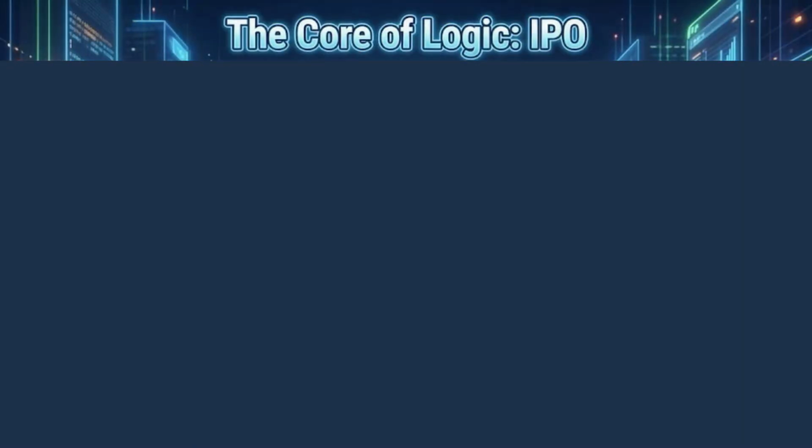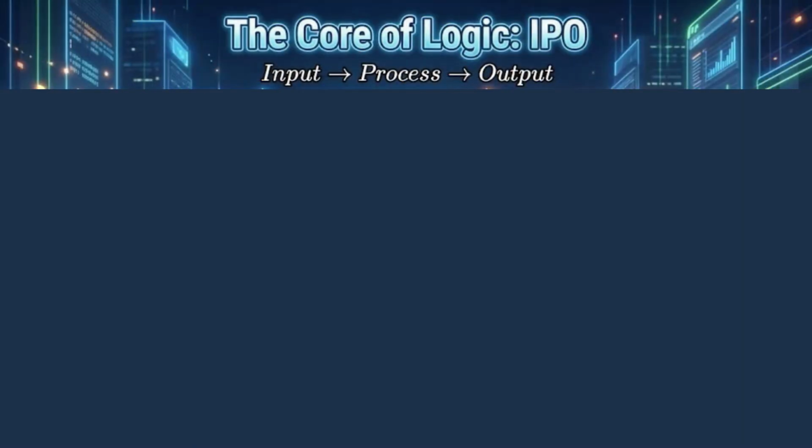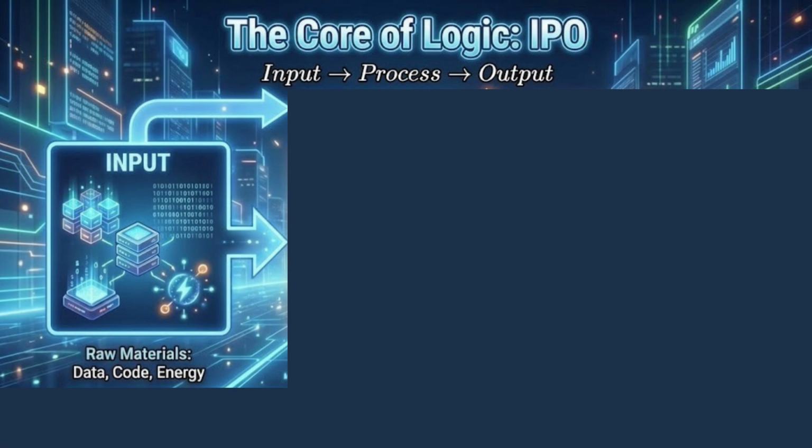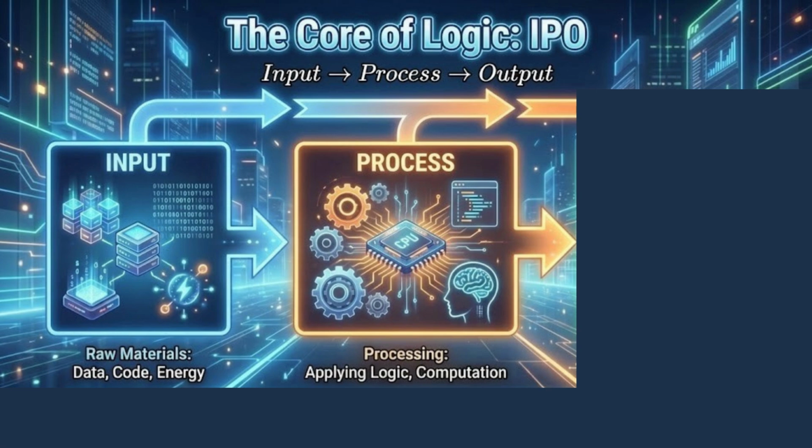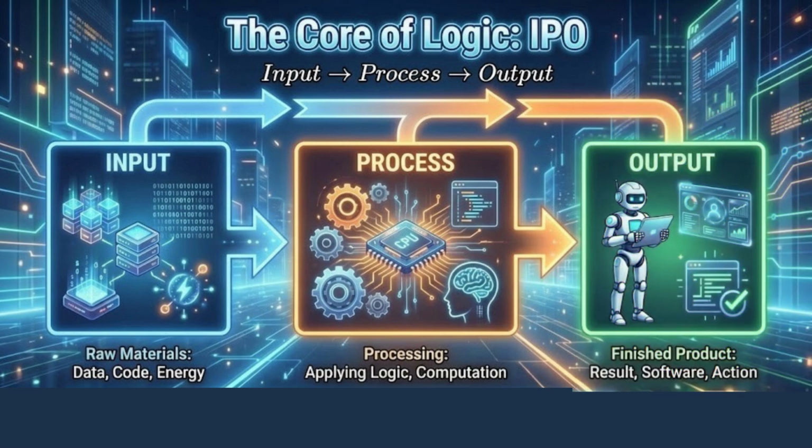Now let's look at the core of logic, IPO. That stands for input to process to output. First, you have input. These are your raw materials: data, code, and energy. Then the process. This is the actual processing, applying logic and computation. Finally, the output. This is the finished product: the result, the software, or the action.